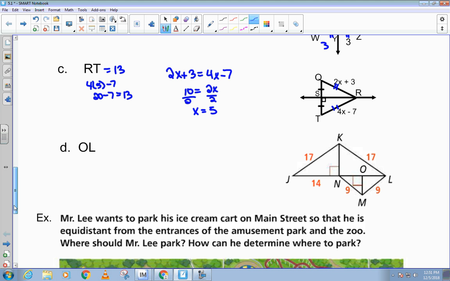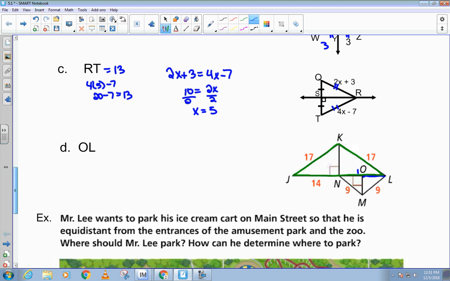Now, this one requires a little bit more thought. We want the length of OL. So this right here is what I'm looking for. Let's start with the big picture. If we look at this big picture, what kind of triangle is this? It's an isosceles triangle, right? Which means that K is equidistant from J and L. Which means K lies on the what? The perpendicular bisector.